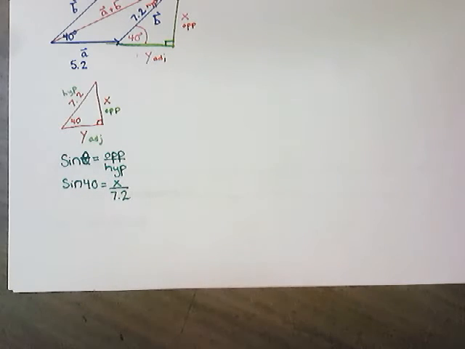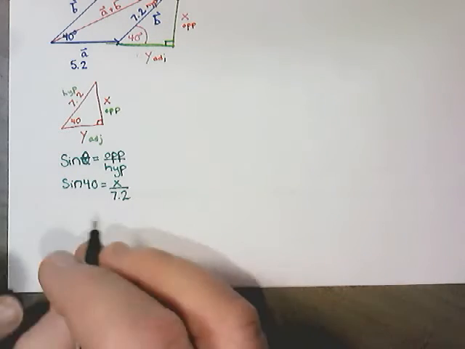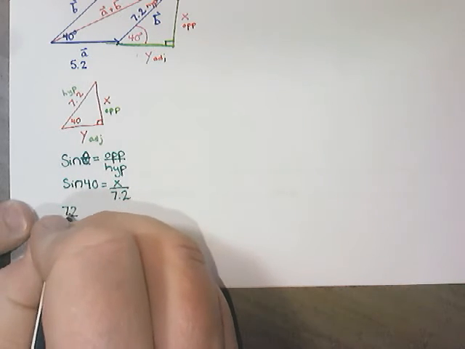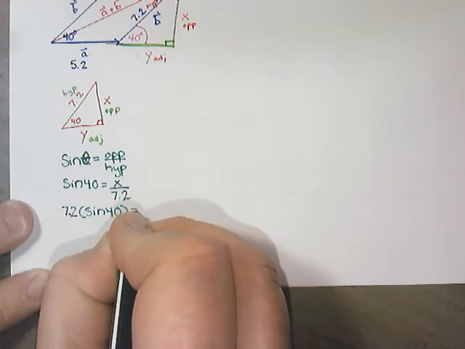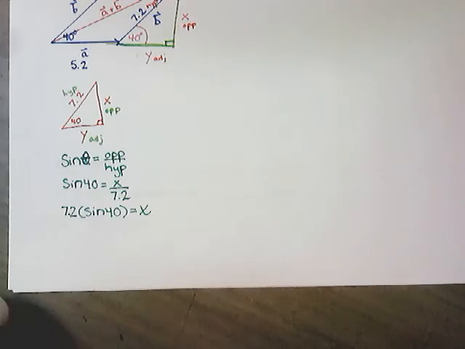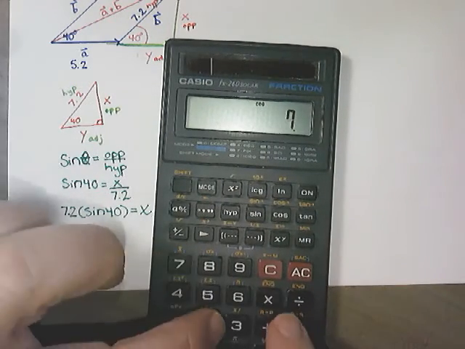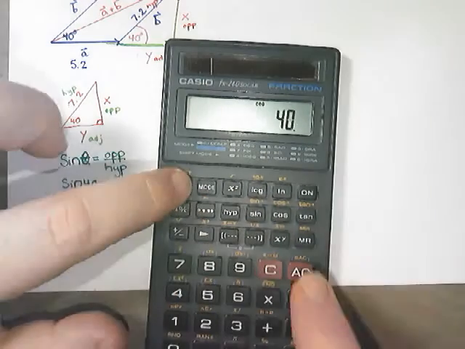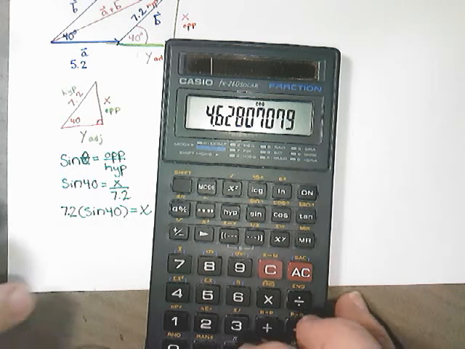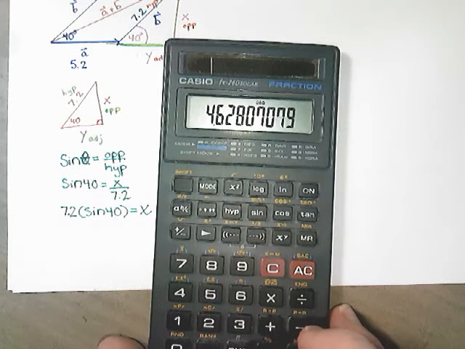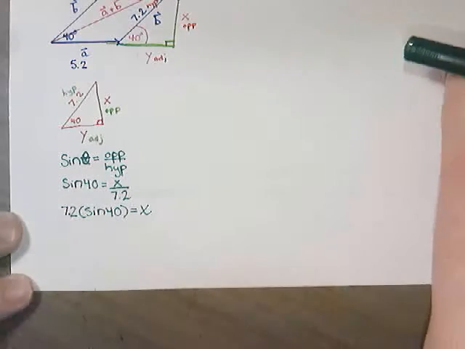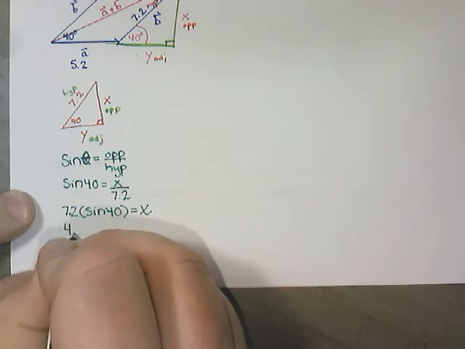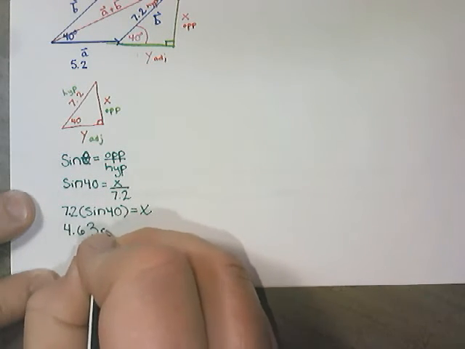And then to solve, I would just multiply both sides by 7.2. So I would do 7.2 times sine of 40 to calculate the length of x. 7.2 times sine of 40, and I get approximately 4.628, or that would round up to 4.63. And that should be centimeters.